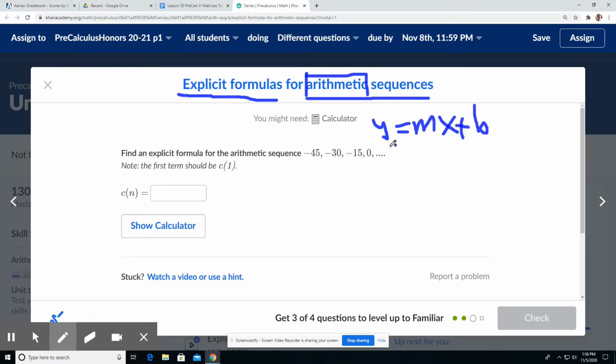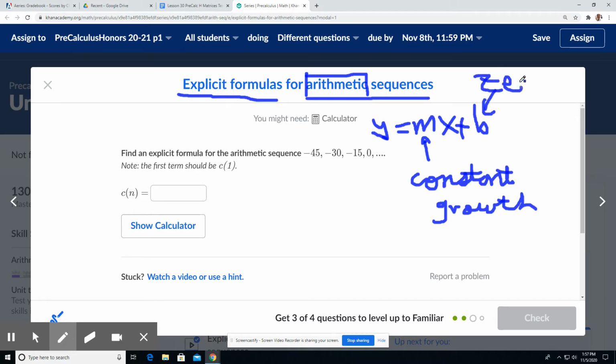I use this line equation as my foundation, and then we can manipulate it if we want to in any way, depending on the format of the problem. But it has to meet this, where m is our constant growth, and b is our zero term. All right, so those are the only two we need, and then x and y will use whatever variables or notations that they want for our inputs and our outputs.